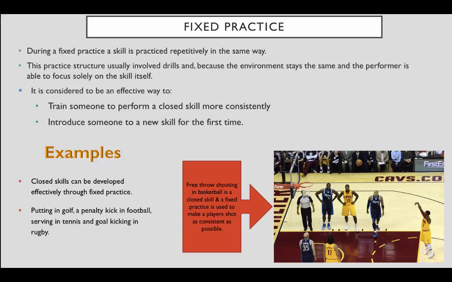Some examples of this are putting in golf, a penalty kick in football, serving in tennis, a goal kick in rugby. Free throw shooting in basketball is also a closed skill, and it's also a fixed practice. It is used to make players' shots as consistent as possible.